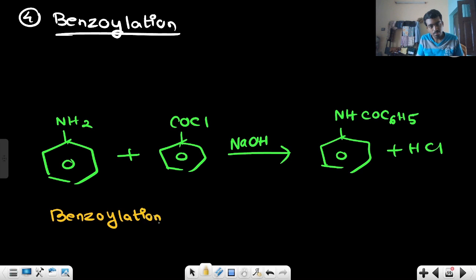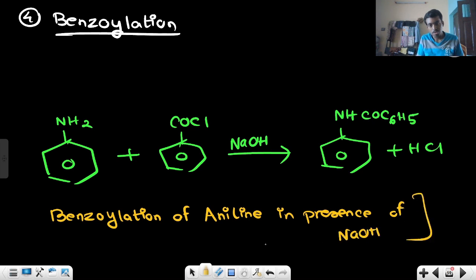Benzoylation of aniline in presence of NaOH. This line is important. Benzoylation of aniline in presence of NaOH. Then we will call this reaction has got a name. This reaction is called Schotten-Baumann reaction.